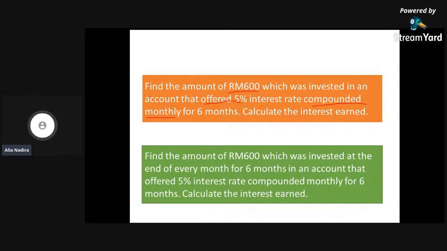How to identify whether it is an annuity or compound interest? Kalau kita tengok the second question, find the amount of 600 which was invested at the end of every month. Dia ada perkataan every month kat situ, tiap-tiap bulan. So the second question is annuity punya soalan. Kalau compound dia tak ada yang every month ni. The rest is the same lah. Dia mesti ada perkataan compounded juga sebab dia guna compound interest.